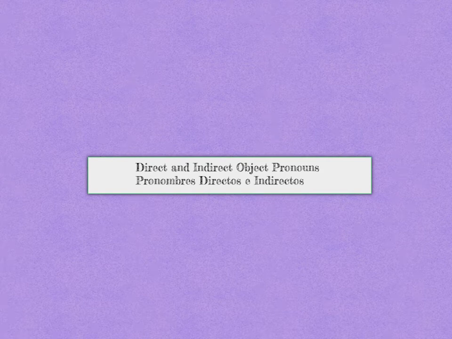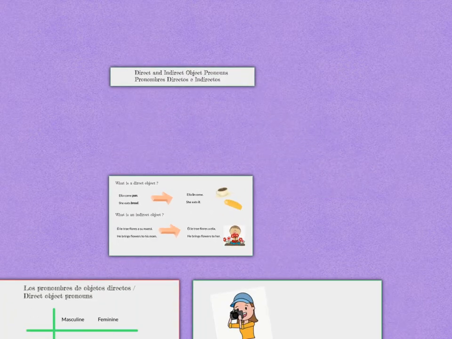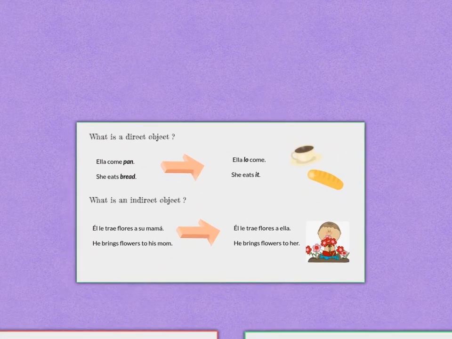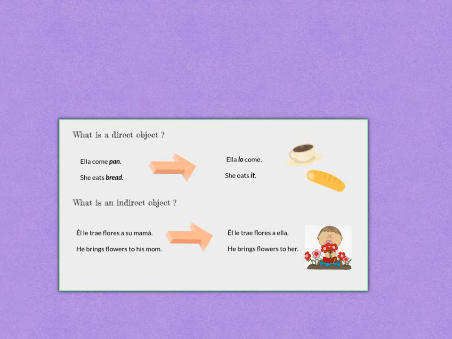Hello everybody, so today we're going to be talking about direct and indirect object pronouns to start. So first off, what is a direct object and what is an indirect object?